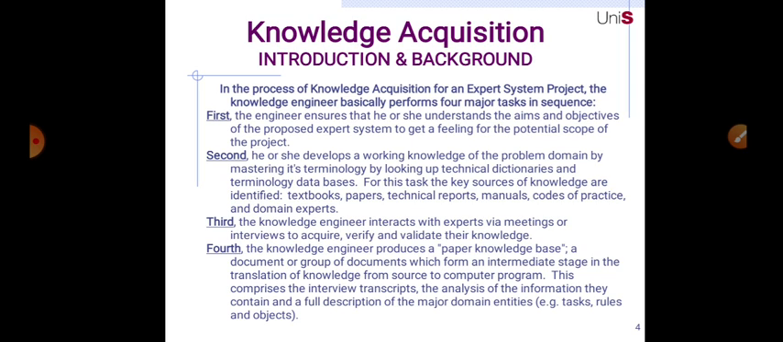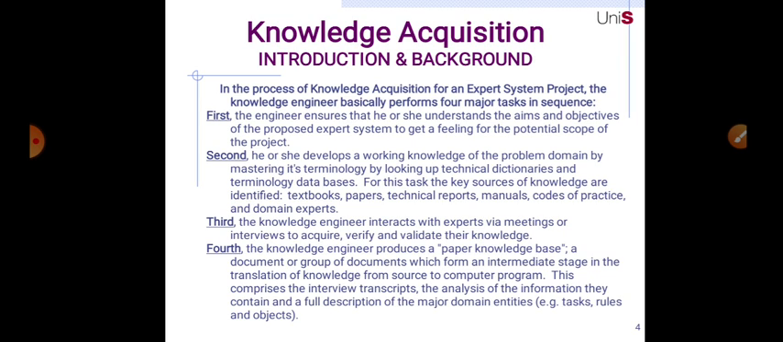Next, he or she develops a working knowledge of the problem domain by mastering its terminology, by looking up technical dictionaries and terminology databases. For this task, they source knowledge or identify textbooks, papers, technical reports, manuals, codes of practice, and domain experts. They need sources to collect the knowledge, right? To collect the knowledge, they may use textbooks, papers, experts' opinions, anything.